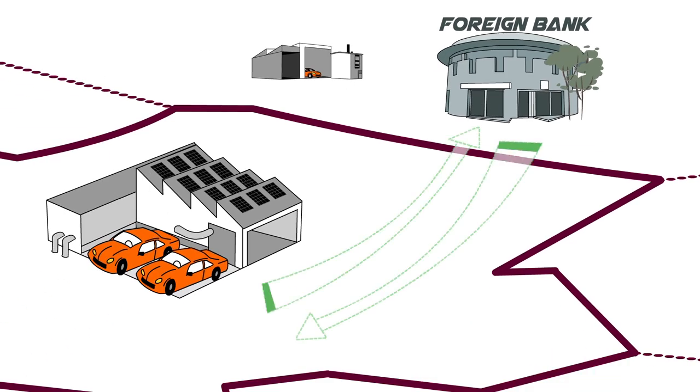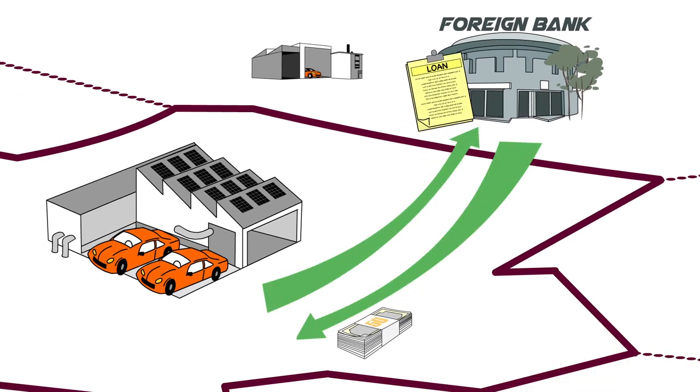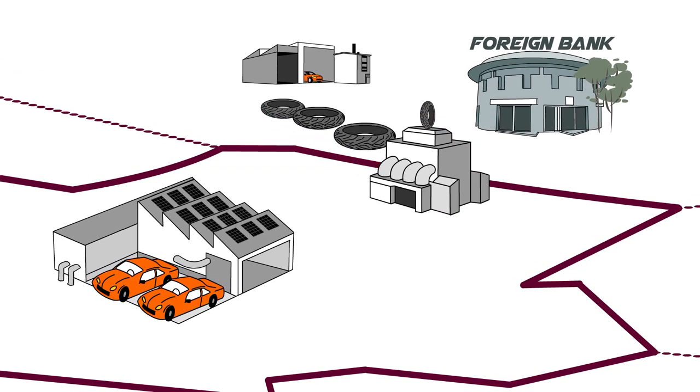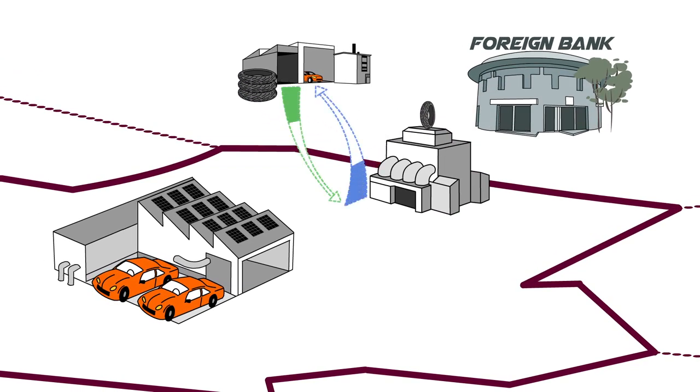In order to finance the construction of its factory abroad, the car manufacturer may decide to take out a loan with a bank located in that same country. This car factory will itself use in its production process components manufactured in France, such as tyres.